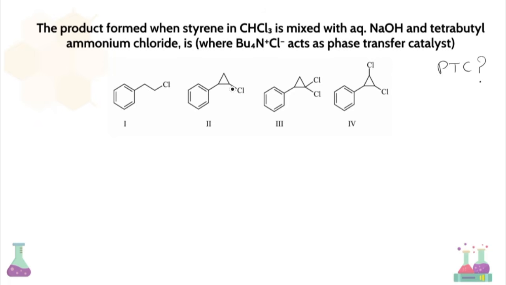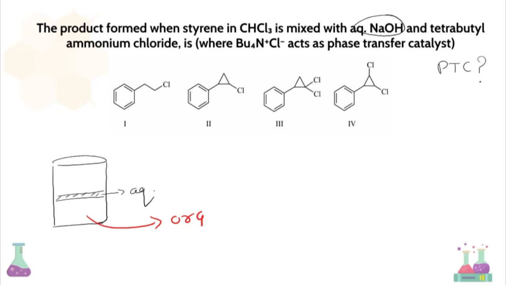It facilitates the reaction between immiscible phases. What exactly does it mean? You know that styrene is an organic molecule and so is the chloroform. But we have aqueous NaOH. So when aqueous NaOH is added to this reaction medium, it will form an immiscible layer because this is aqueous. What about this one? This is the organic layer. They're not mixing with each other. Because of this, the reaction will not take place.